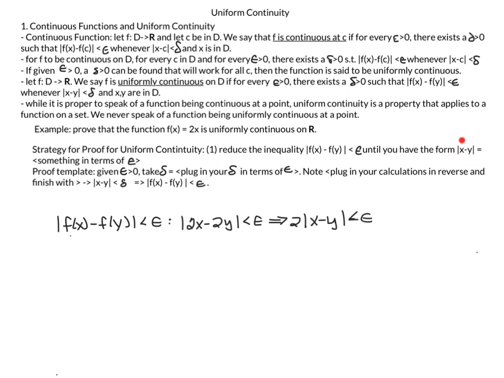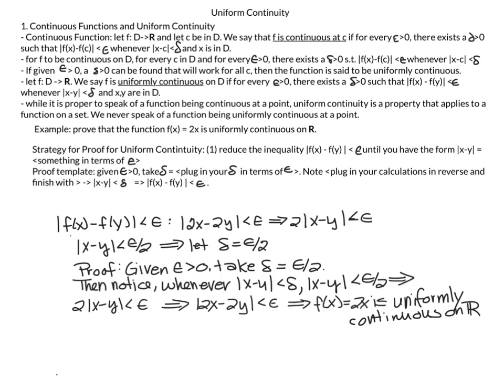So this is where I have something of the form |x - y| equals something in terms of epsilon. Actually, I need to move this 2 over, so I have something in terms of epsilon. And here I divided everything by 2, so I have exactly this form, |x - y| is something in terms of epsilon. So now I'm going to let delta equal epsilon over 2, and next I'm going to plug this delta into my proof template.